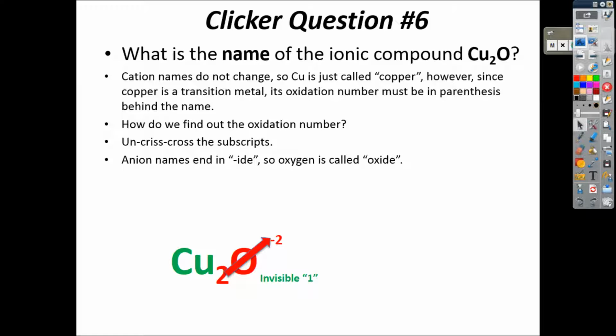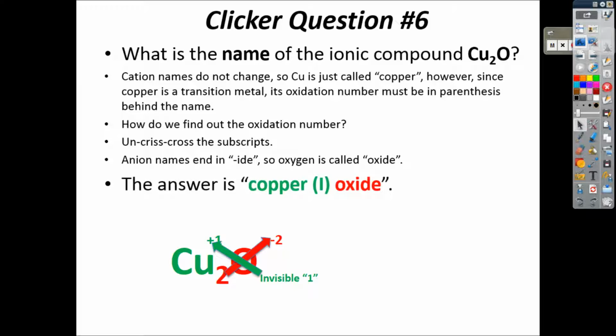And then on the oxygen, you do not see a subscript. There is an invisible number 1 right there. So go ahead and uncrisscross that invisible number 1, and you put it back on the copper. So it looks like the copper has a +1 charge, and the oxygen has a -2. And oxygen usually is -2 anyway, so we know that the numbers are true. The answer would be copper 1 oxide.